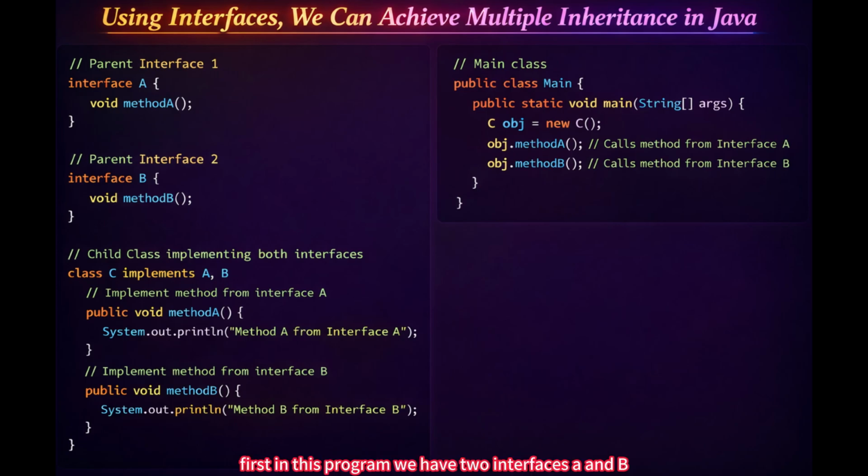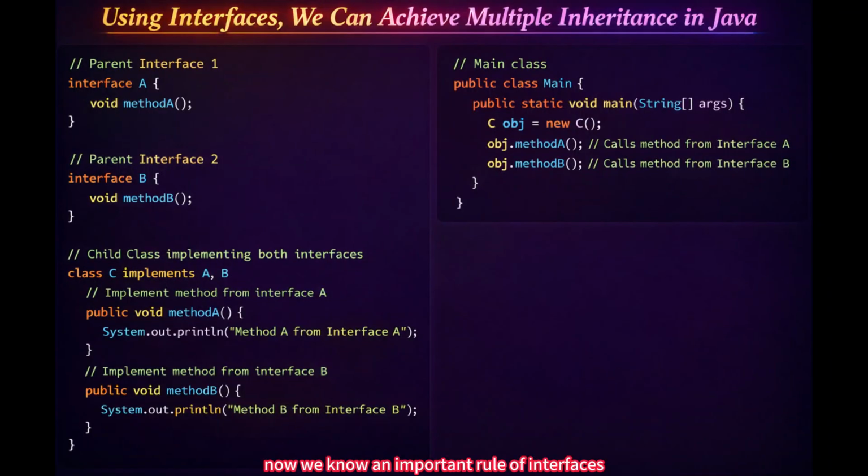First, in this program, we have two interfaces, A and B. Interface A has a method named methodA. And interface B has a method named methodB. So both interfaces only declare methods. They do not contain any method body. Now we create a class named C. Class C implements both interfaces A and B. So we write class C implements A, B. Here we achieve multiple inheritance because one class is implementing more than one interface.